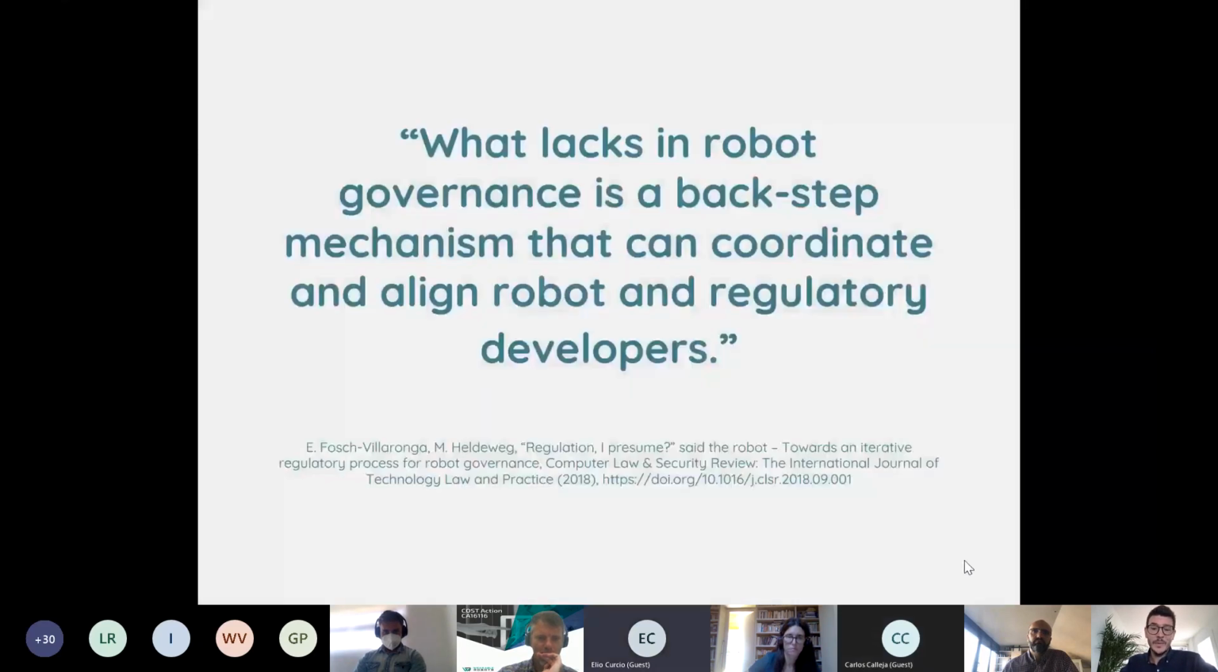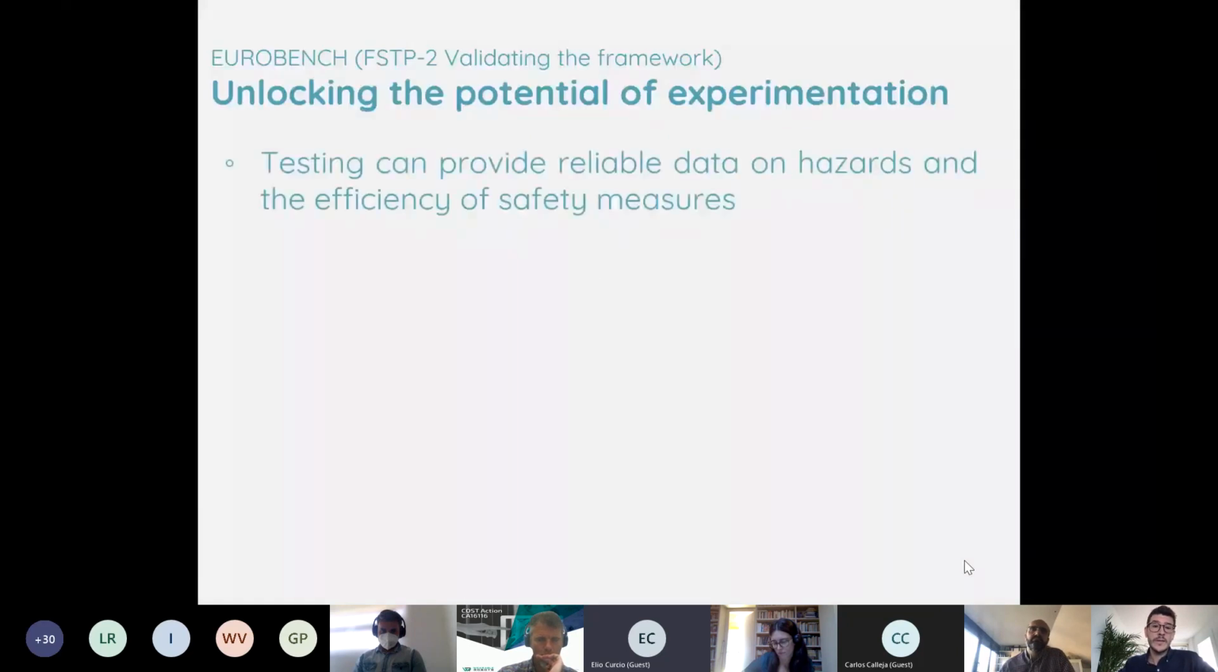But the problem, what we think about this is that what seems to be lacking in robot governance is a backstep mechanism that can coordinate and align robot and regulatory developers. But how to really establish that backstep mechanism and what tools can work to align robot developers and rule makers? We consider that experimentation can be harnessed to optimize the regulatory framework for robotics. First, testing can provide reliable data on hazards and the efficiency of safety measures. And by using the data of a specific test on emerging devices, we can know what are the risks that these technologies create, or how measures to ensure safety generate novel hazards.